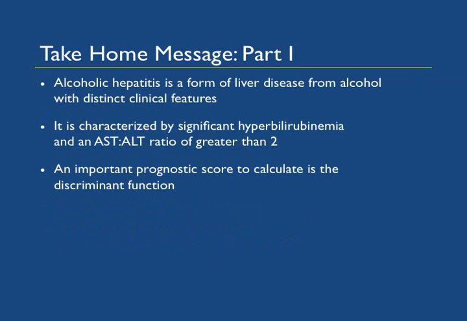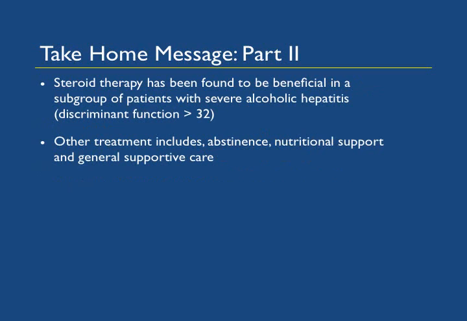So the take-home message: alcoholic hepatitis is a form of liver disease from alcohol with distinct clinical features. It is characterized by significant hyperbilirubinemia and an AST-ALT ratio of greater than 2. An important prognostic score to calculate is the discriminant function. Finally, steroid therapy has been found to be beneficial in a subgroup of patients with severe alcoholic hepatitis as defined by a discriminant function of greater than 32. However, other treatments include abstinence, nutritional support, and general supportive care.